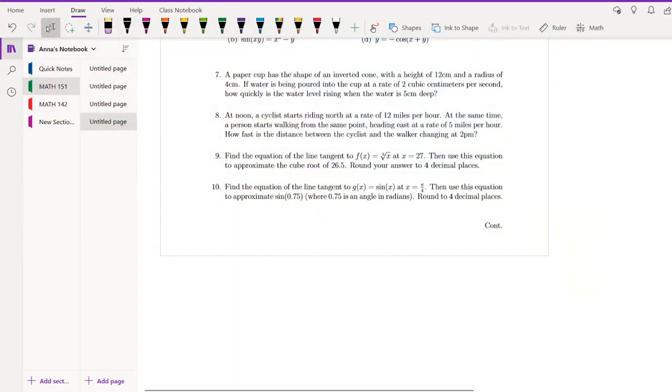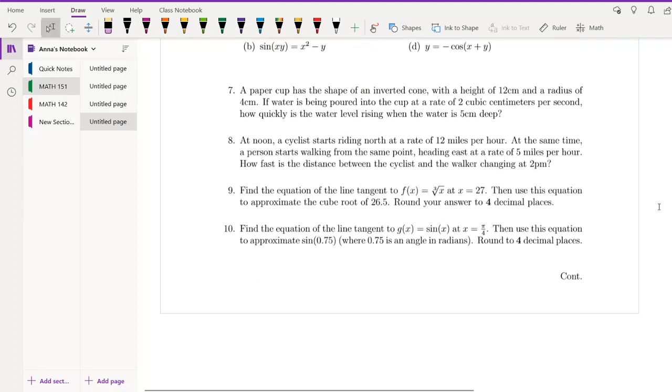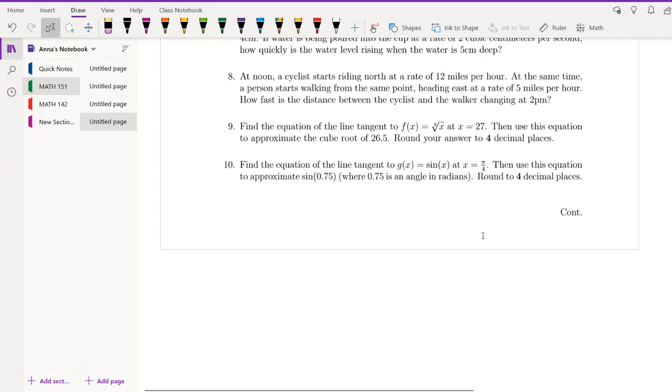Okay, so the first thing that we want to do, and I'll make this a tiny bit bigger, is draw a picture of our situation. So we have a paper cup, and it's the shape of an inverted cone. That basically just means it looks like an ice cream cone. So we have a cup that looks like this.